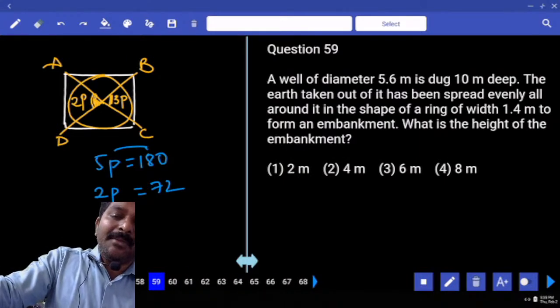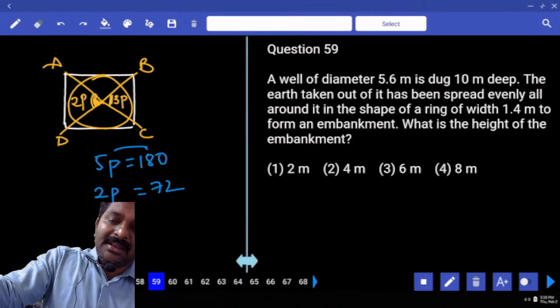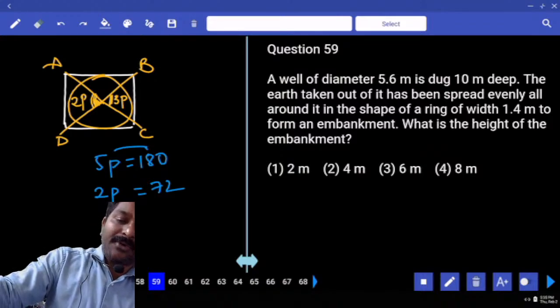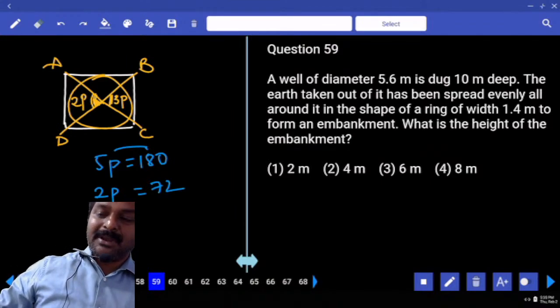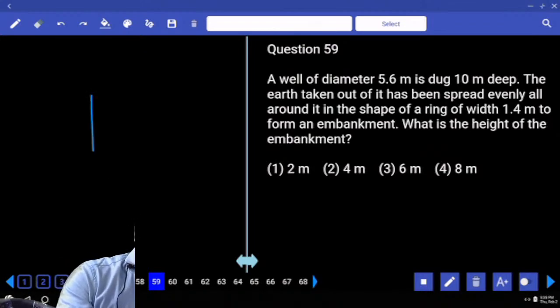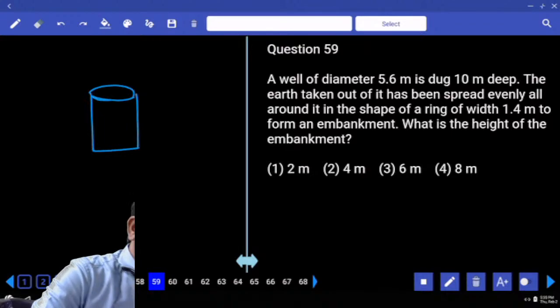A well of diameter 5.6 meters is dug 10 meters deep. The earth taken out of it has been spread evenly all around it in the shape of a ring of width 1.4 meters to form an embankment. What is the height of the embankment? Okay, now here, this is the well that they dug.